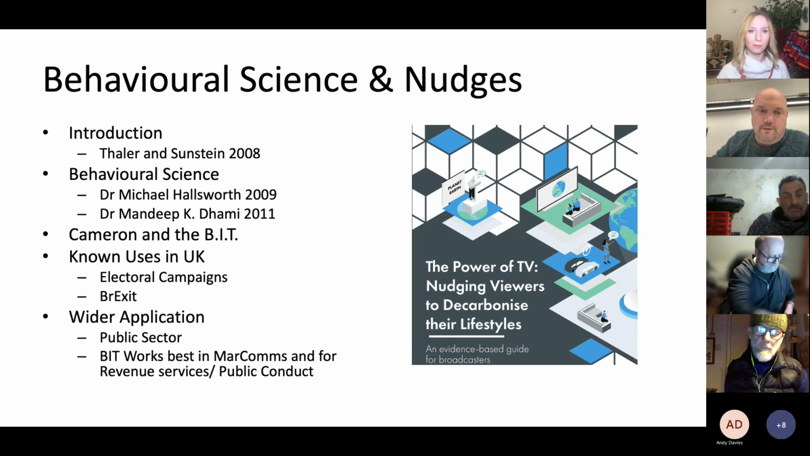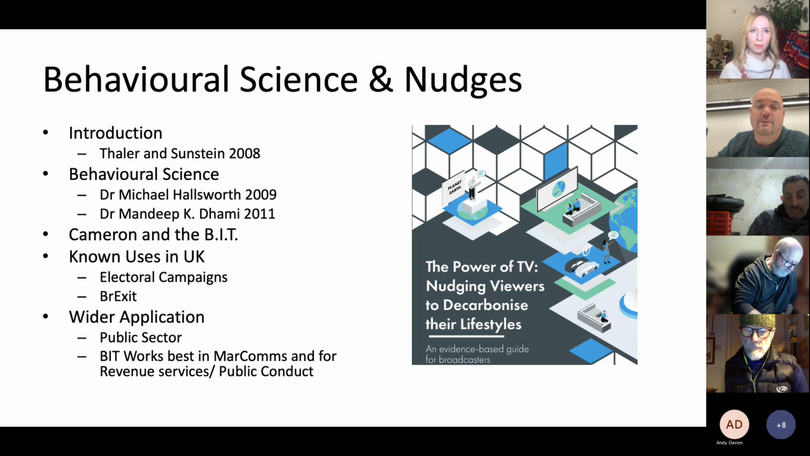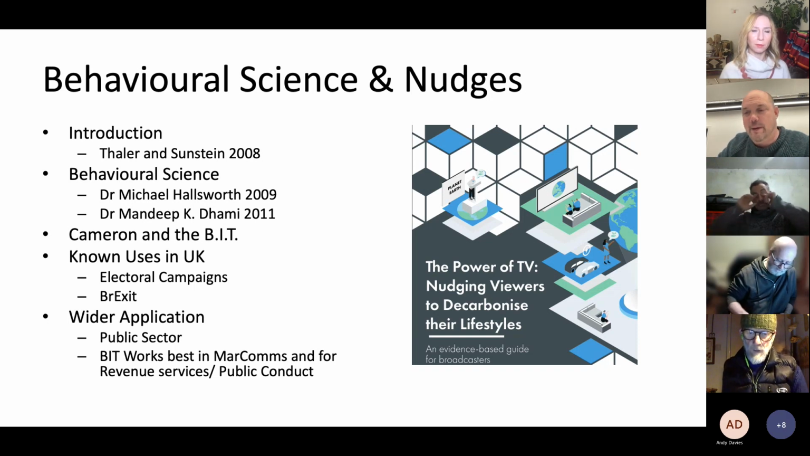The wider application of this works primarily with the public sector interest in mind. It is a self-proclaimed social enterprise company. The BIT, or the Nudge Unit, works best in marketing and communications, and often for generating revenue services or for helping to manage public conduct. Think about that a little bit. Where does behavioural science fit into public conduct?